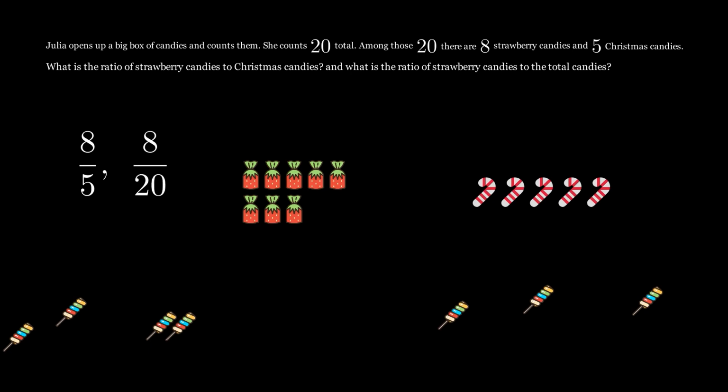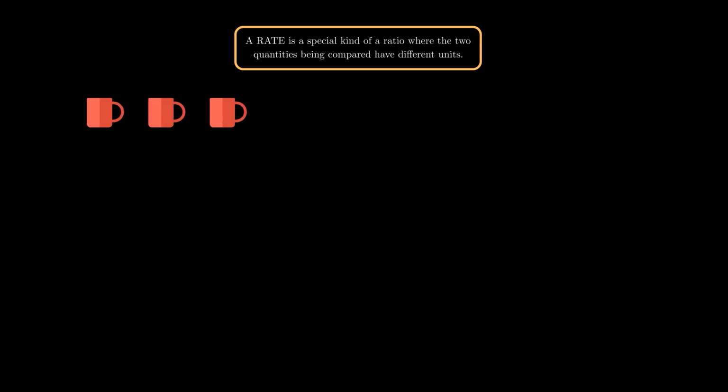Now that we know what a ratio is, let's now understand what a rate and unit rates are. A rate is a simple kind of ratio where the two quantities being compared have different units. Let's take an example. 3 cups of flour to 3 tablespoons of sugar. The two quantities are cups and tablespoons here. We are comparing cups units to tablespoons units, and both represent different units.